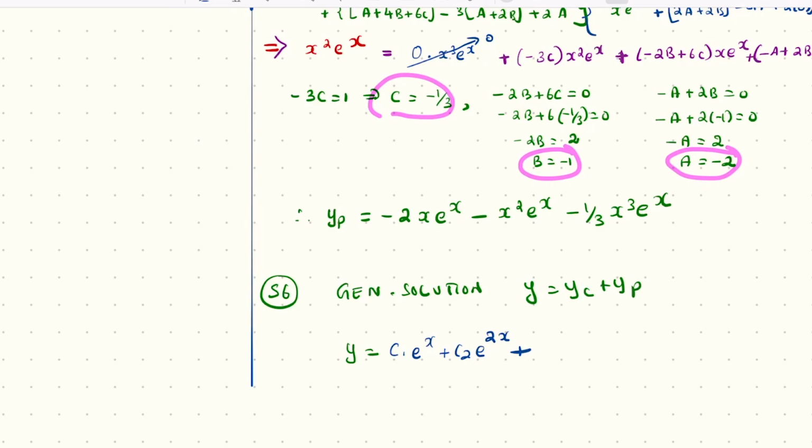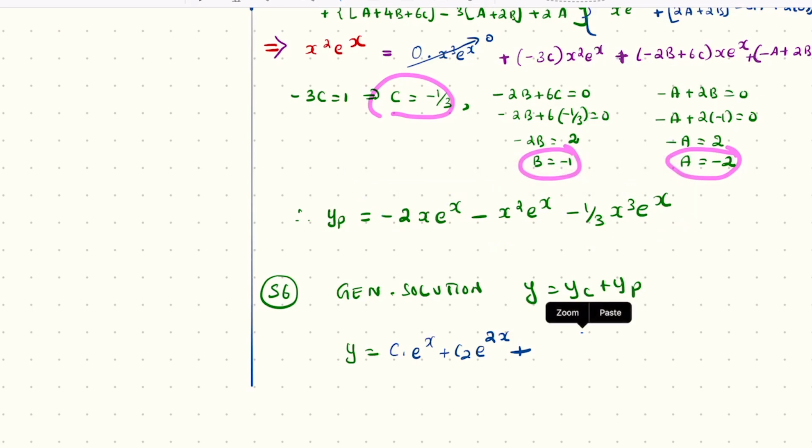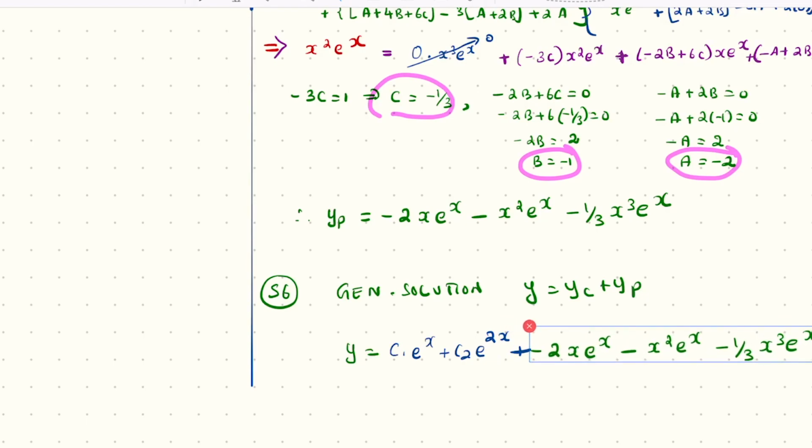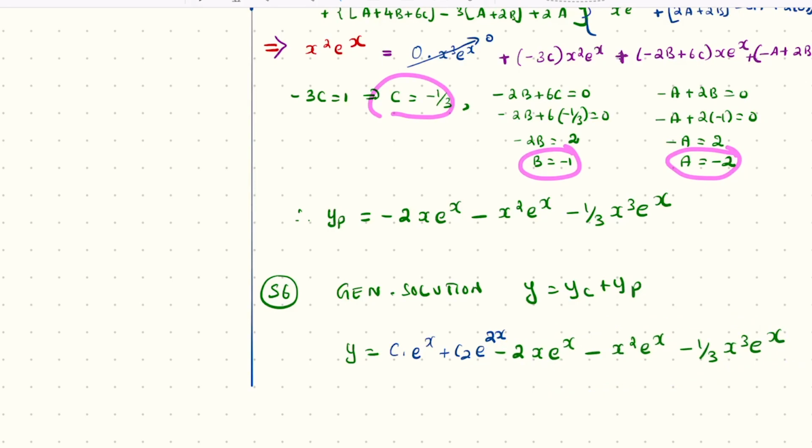And the yp, I'm just going to copy paste it right here. And if I rewrite it, it's going to be that right there. And that's a solution right there. If you want, you can simplify this further to something like this, but it's not a big deal. You can say this is c1 e to the x plus c2 e to the 2x minus x e to the x times 2 plus x plus 1/3 x squared.